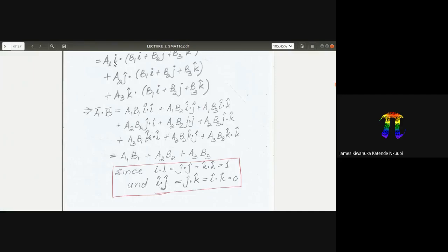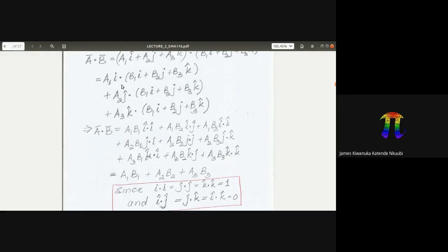Like for the first one, you will have A1 B1 and i dotted with i, the dot product of i with itself. Then you have A1 and B2 with the dot product of i and j, and the third one is A1 and B3 with the dot product of i and k. You do the same for the others, then you write out everything here. But you need to remember a few things. We know that i dot j, i dot k, j dot i, and j dot k, k dot j, and also k dot i will all be equal to 0 because those vectors are perpendicular.